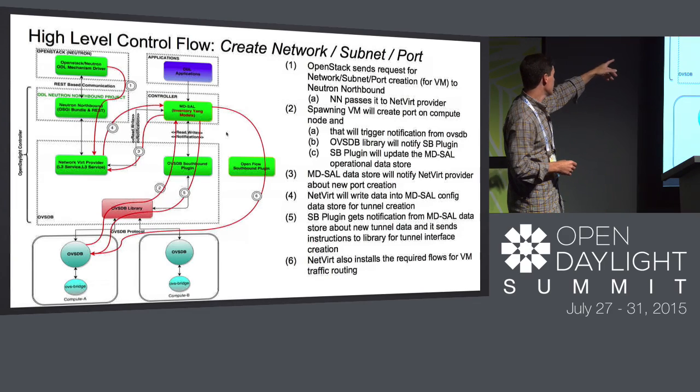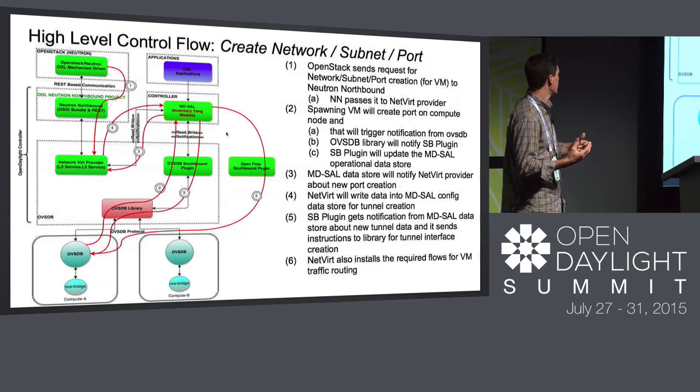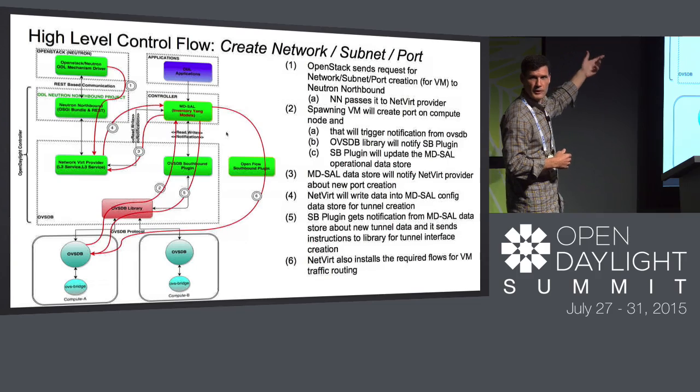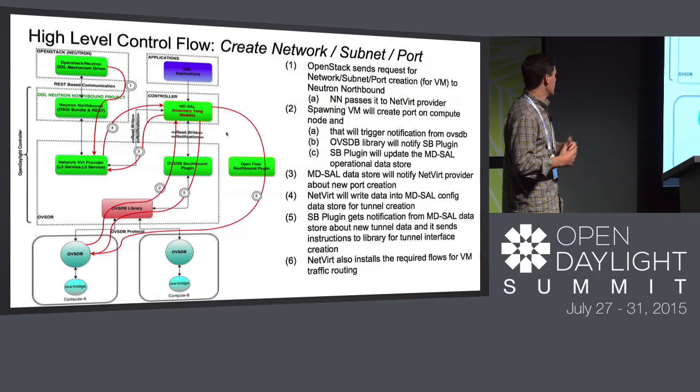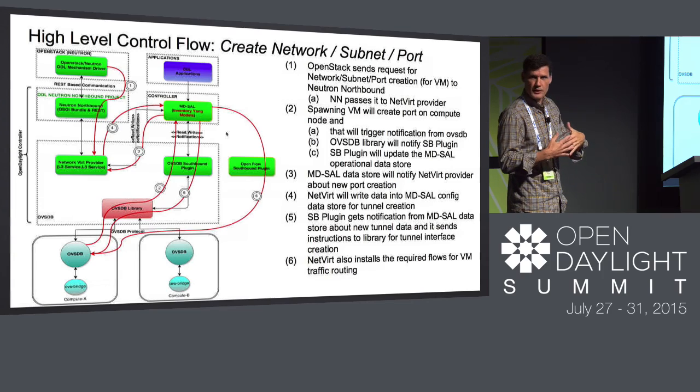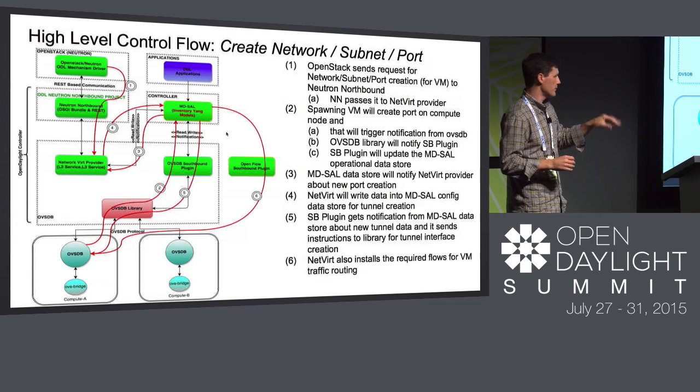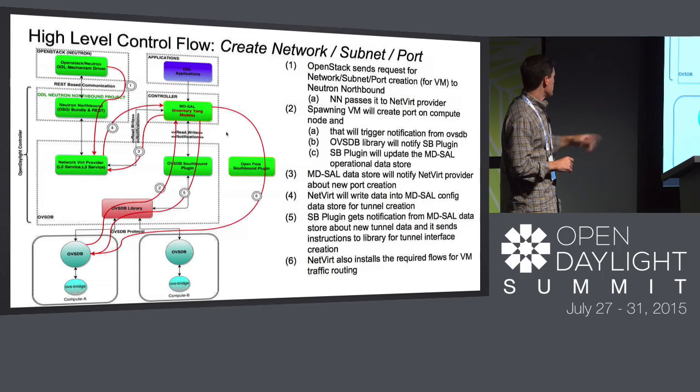Goes up into MDSAL. Again, notification comes to NetVirt provider. NetVirt provider now knows that there's a port there, and as part of OpenStack writing, it actually writes into the external IDs. It writes down a reference to the port, the Neutron port. So from those two pieces of information, now NetVirt can know how to build a tunnel. It knows that these endpoints are on these different OVSDB nodes, and it needs to go ahead and build that tunnel. So that'll be step 4.